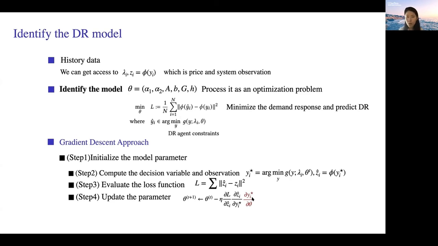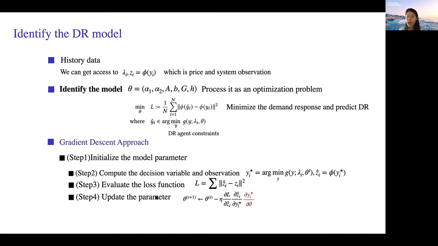We propose our gradient descent approach. First of all, we initialize the model parameter. Second, we compute the decision variable using our initialized parameter, and we can compute the observation accordingly. Then we can evaluate the loss function.